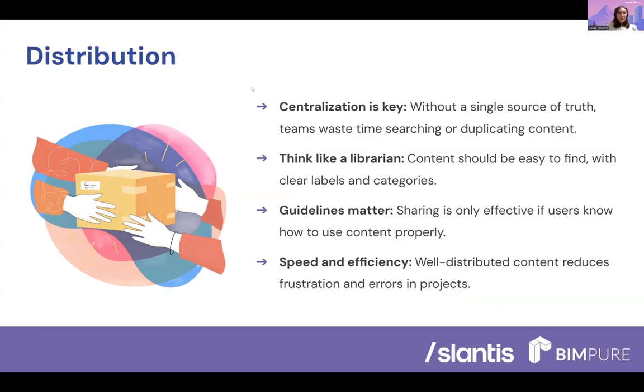Distribution. First of all, centralization is key, and this is a big part about content management. Without a single source of truth, teams waste time searching or duplicating content. So the library can be a lot of things. We're going to go through that later, but the important thing is to have a single source of truth, like a place where you leave all of the content. And the content, of course, is organized by categories, whatever you want, but it has to have a system and it has to be preferably all in the same place.